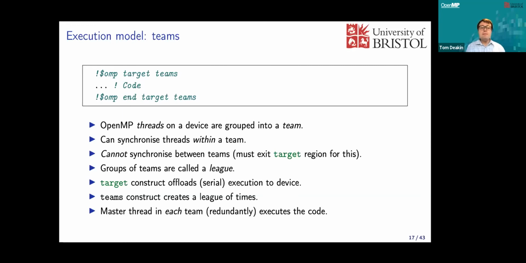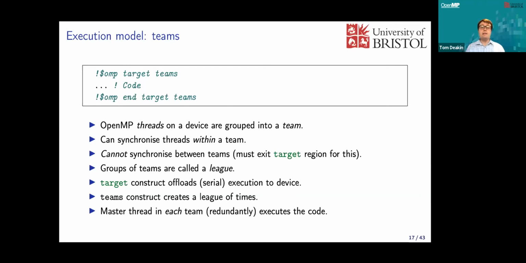And with the teams directive on the target directive, this creates a league of teams. So when we have target teams, we're going to create a league of teams. And then we haven't said how many threads are in each team, but actually there's just going to be one, the main thread, the master thread. This is in OpenMP 4.5 terminology.